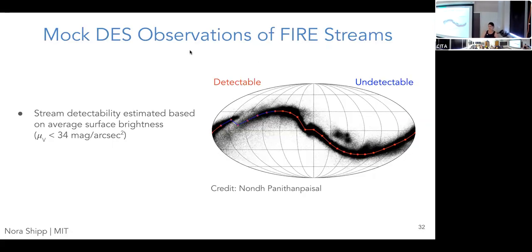Okay, so then we estimate the detectability of these streams. So we use a methodology that's motivated by the search in DES.